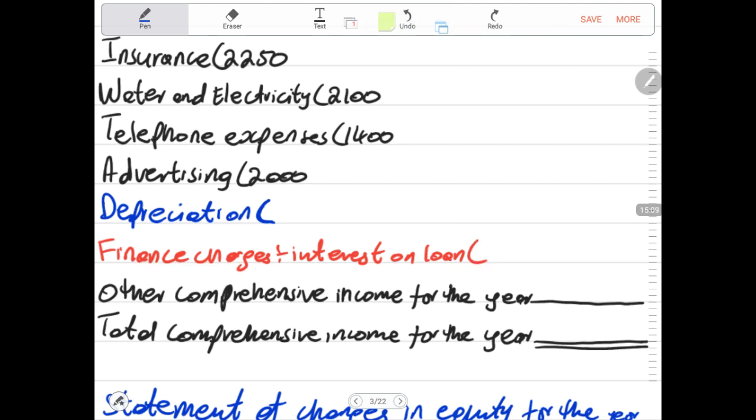Then after you have what you call other comprehensive income. Remember, other comprehensive income is what we call the revaluation surplus. When the land and building has gained value, or when the property has gained value, that will be what we call revaluation surplus. So that is where this is coming from.